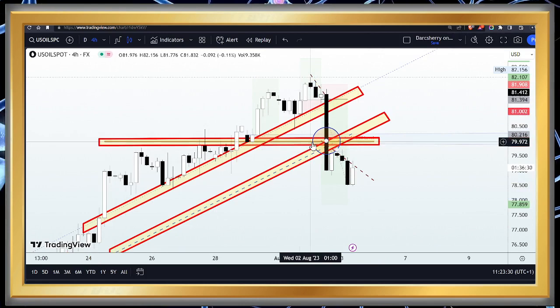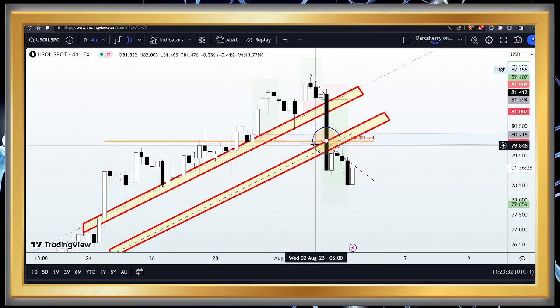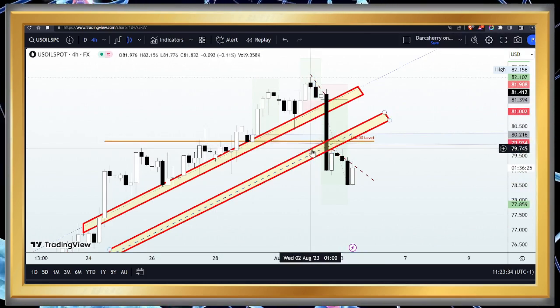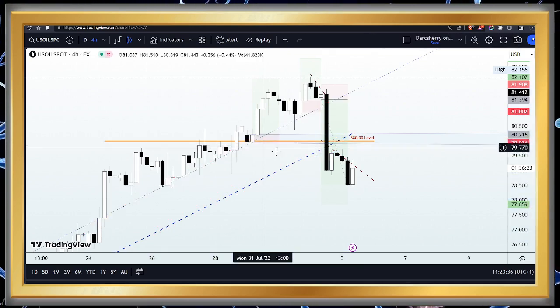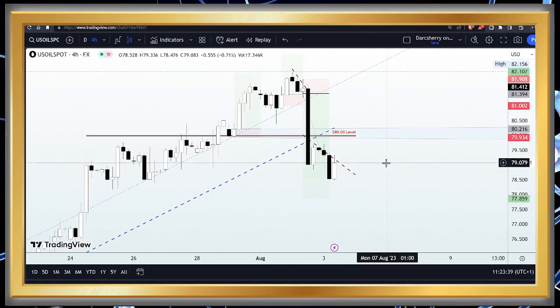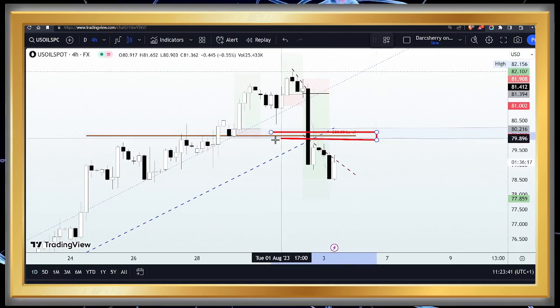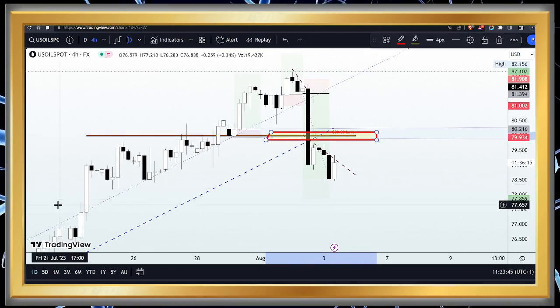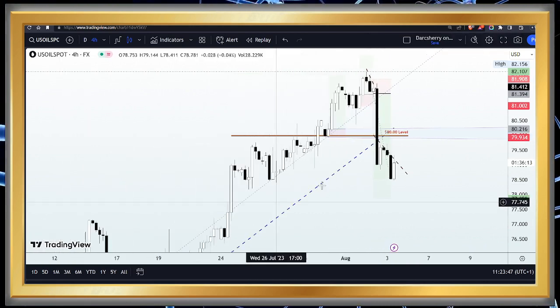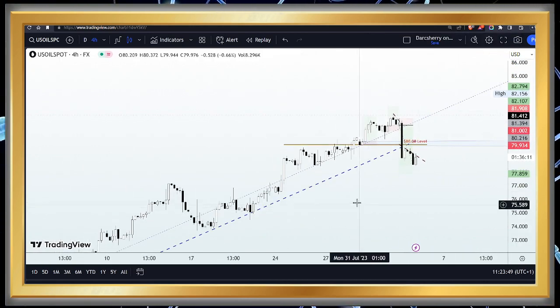So you see what happened here. Price did break down the key level, of course, and the ascending trend line to incite a selling opportunity. So right now, price action remains below both the key level at the $80 mark and the ascending trend line, which for us at this point is looking very, very bearish.